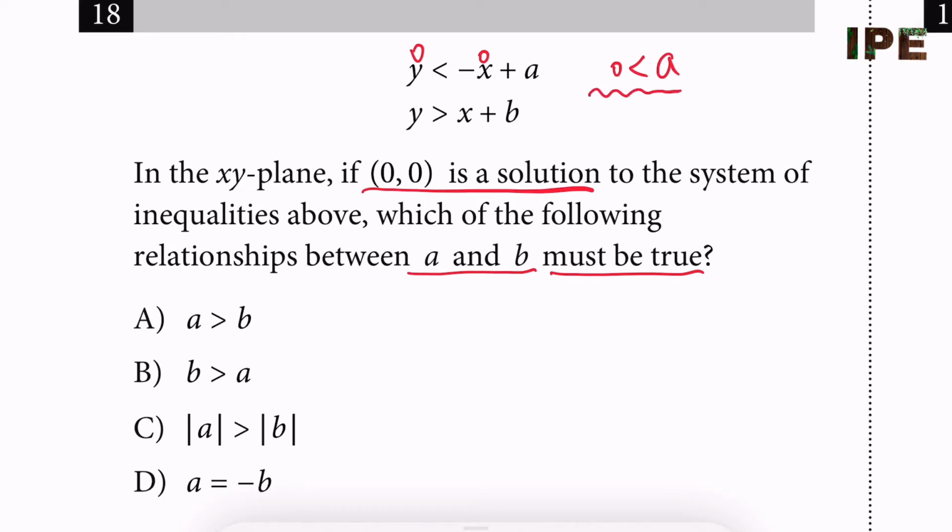I'm going to plug in 0 and 0 for the second inequality. 0 is greater than b. That means b is a negative number. Okay. a is a positive number. b is a negative number. See, a positive number is always greater than a negative number, isn't it? So I think A is the answer. a is greater than b. That's true. B is false. C depends on how big or how small a is, and I don't know that, right? Whether a should be negative b, it doesn't have to. a is just positive and b is just negative.